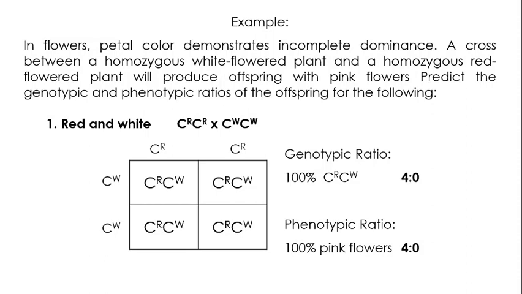Okay, so for example number 1, we have a red flowered plant that is crossed with a white flowered plant. So in this example, if you will notice, we did not use the capital letter R and small letter r to represent the alleles. What we did is that we used the letter of the trait, which is color of the petals, letter C, and then naka-superscript na lang yung first letter ng color ng parents, which is red and white, so letter R and letter W.